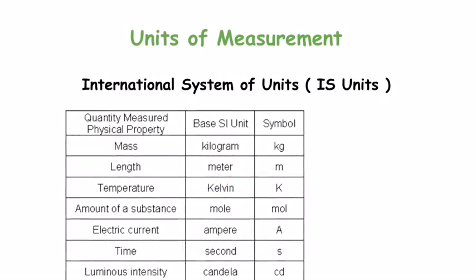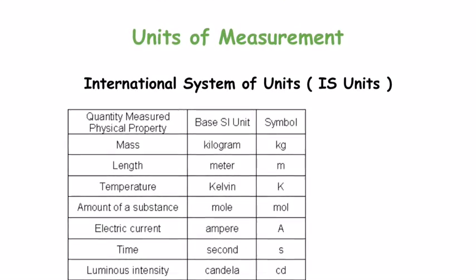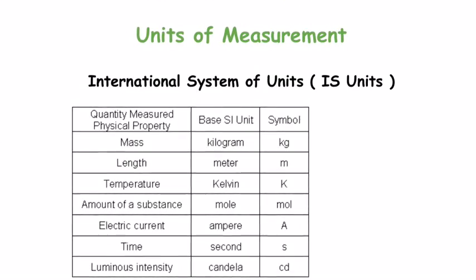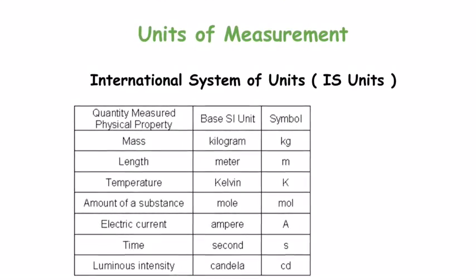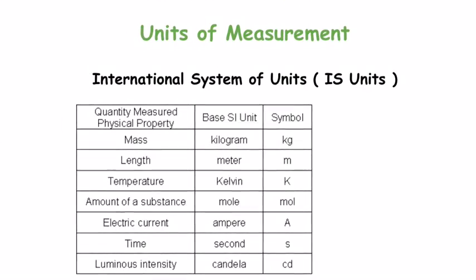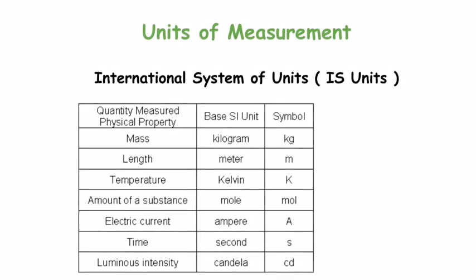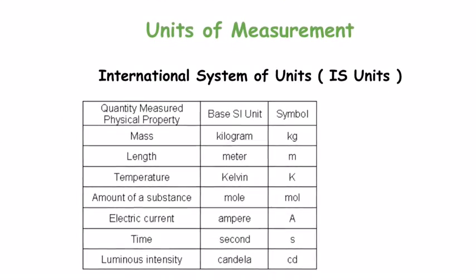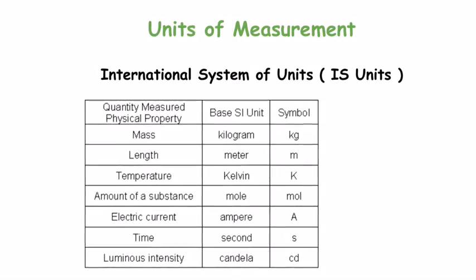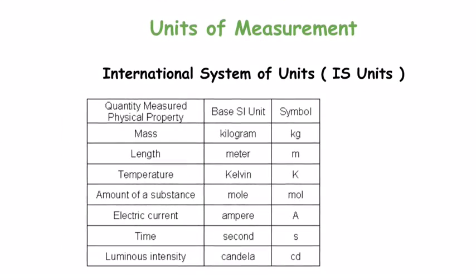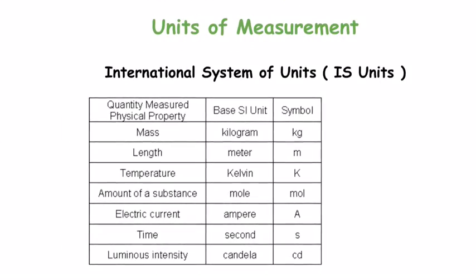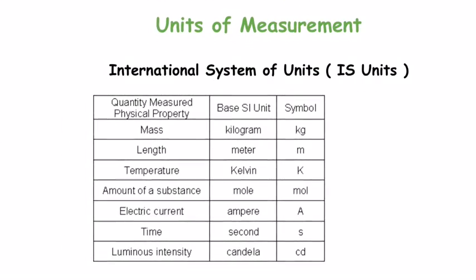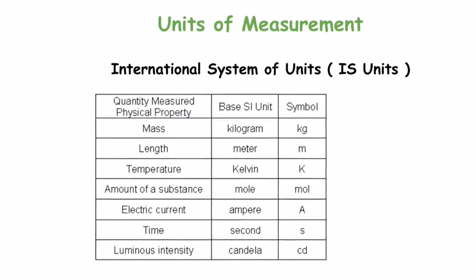As you can see, I've inserted a chart of the International System of Units, or simply SI units, and these are the base units that are commonly used with prefixes to express measurements. On the left we have the quantity measured, or physical property, the base unit, and the symbol. So for example, the base unit of mass is a kilogram, the base unit of length is a meter. For temperature, we have Kelvin, and we have the symbol on the right. So the symbol for kilogram is kg, the symbol for meter is m, and so on.